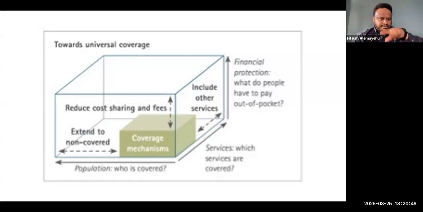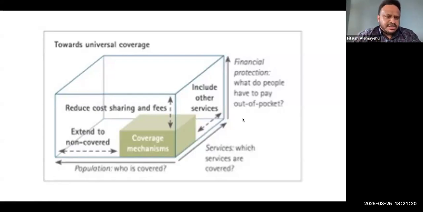So within the overall, the bigger cube, you have the coverage mechanism, whereby on the illustration, you can understand that to have a fully functioning universal health coverage, the inner cube needs to stretch to the other extremes of the UHC cube. By making so, we have to be very systematic in a way that we don't disrupt one dimension of the cube while we're doing so.